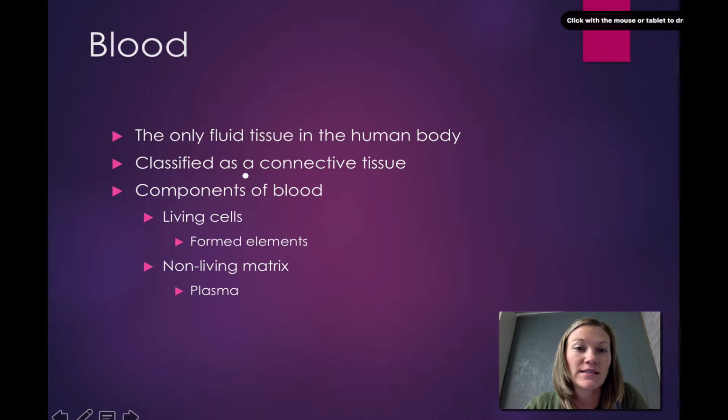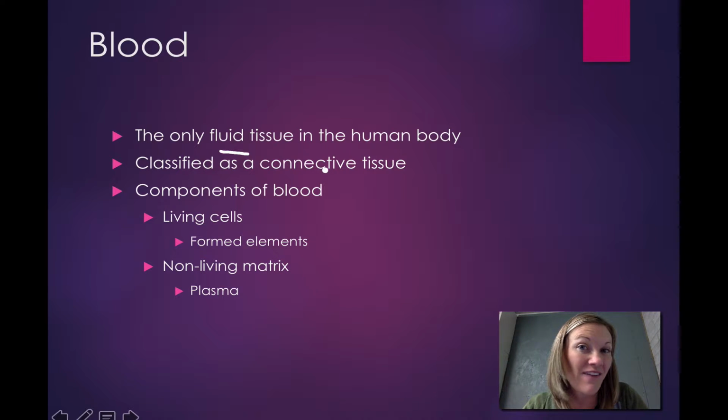So blood is the only fluid tissue in the human body. It would be considered to be vascular. Remember when we were learning about tissues, we talked about some connective tissues being avascular, meaning that there's no blood supply, but others are vascular. So blood, obviously, because there's a blood supply, is going to be vascular. It is classified as a connective tissue.